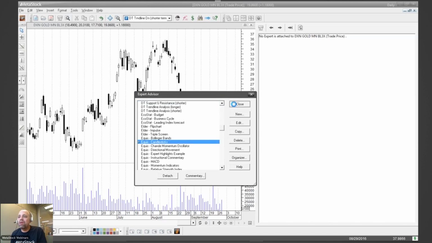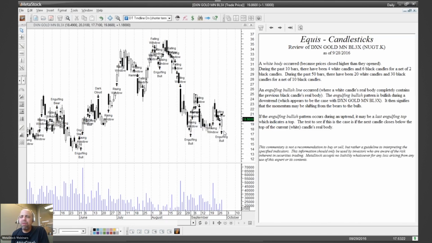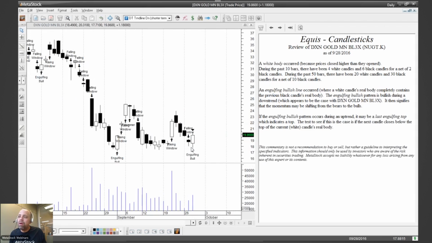We'll click on close. This will label and identify for you 32-ish candlestick patterns. So if we're looking at Nugget today, we had an engulfing bull. It's really to help you identify what patterns are happening on a chart and help you learn about candlesticks. An engulfing bullish line occurred, and it says the engulfing bullish pattern is bullish during a downtrend, which appears to be the case. It signifies that momentum may be shifting from the bears to the bulls. We just looked at a buy signal as well, so you could use that as a confirmation.